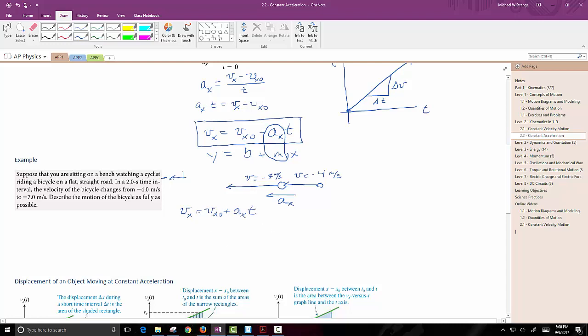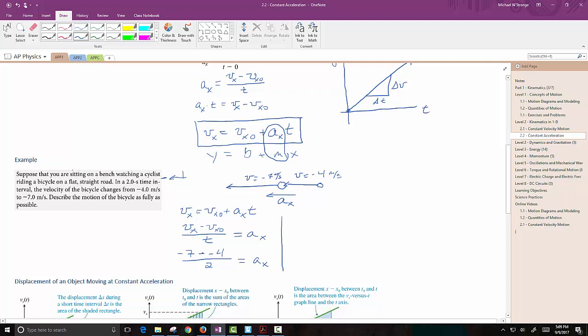And so I can move this over. What I'm going to end up doing is rearranging and getting the definition. So I subtract it from the other side, Vx minus Vx naught, and then I would divide by the t, and that would tell me the acceleration. So my final velocity was -7 minus my initial velocity, -4, divided by the time, which was 2 seconds. And that would be my acceleration.